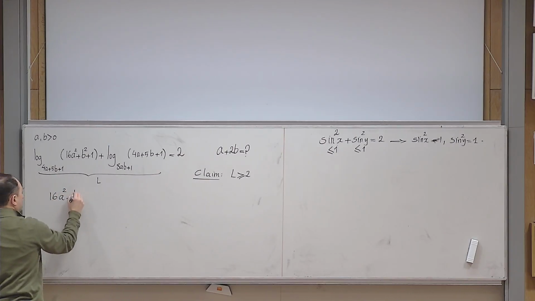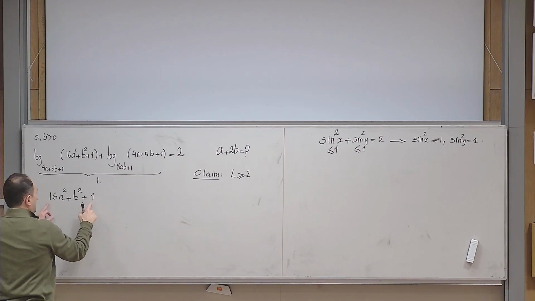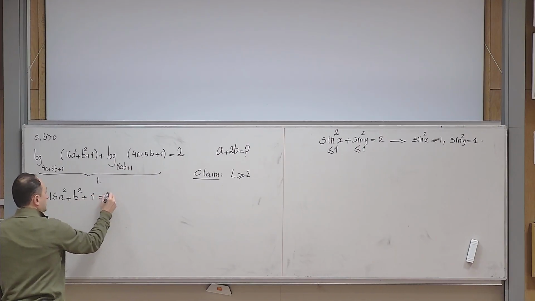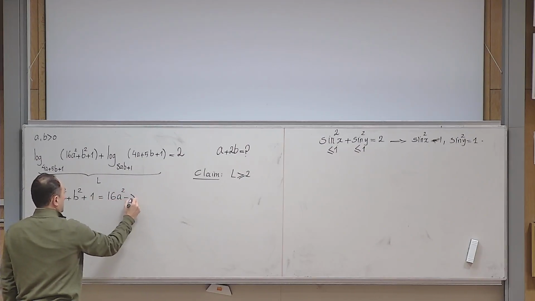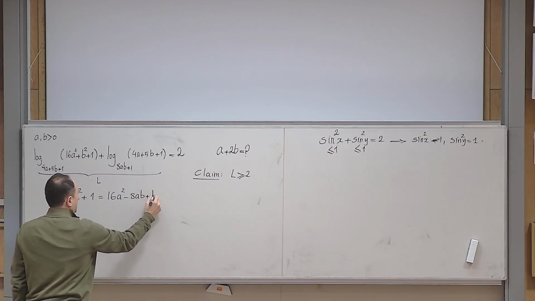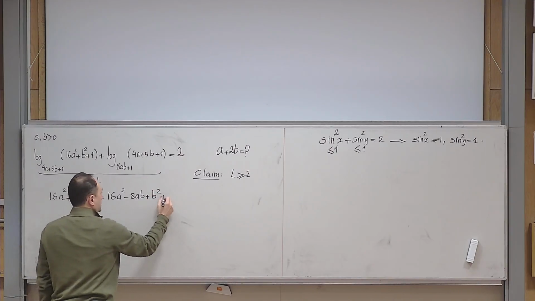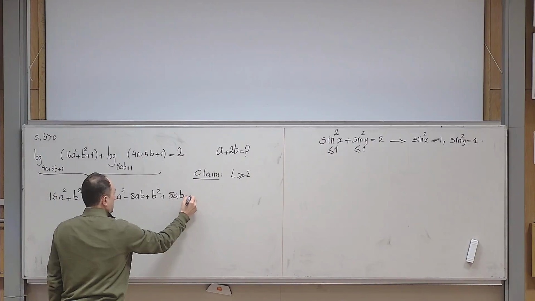Because you see, I start from here, and then I subtract 8ab. And then, of course, to compensate for this subtraction, I add 8ab, and then, of course, I find.